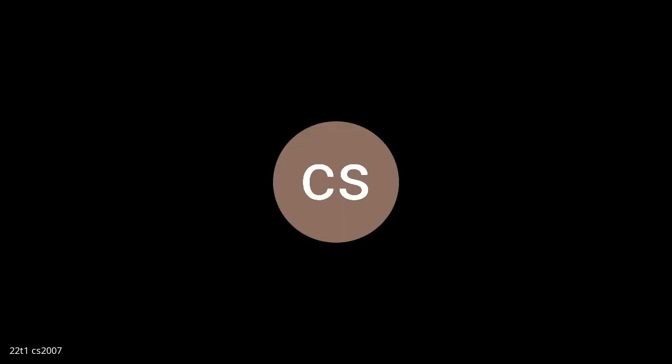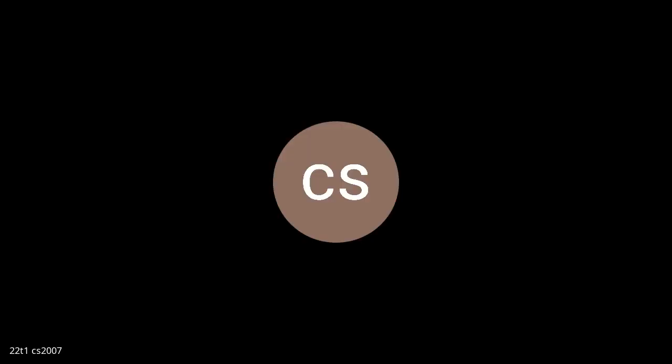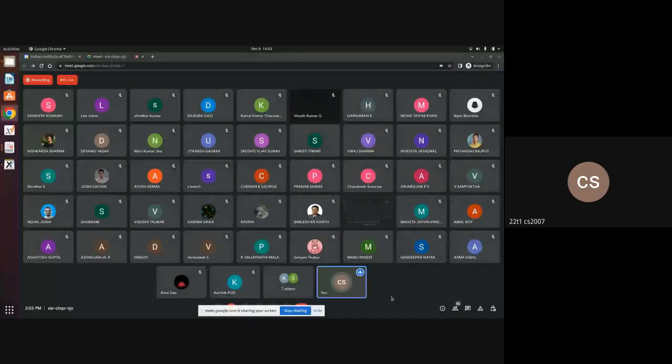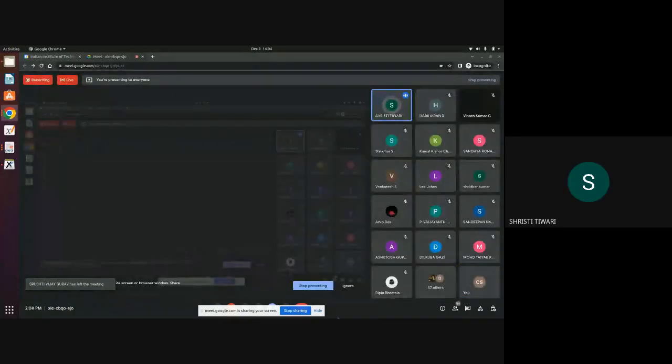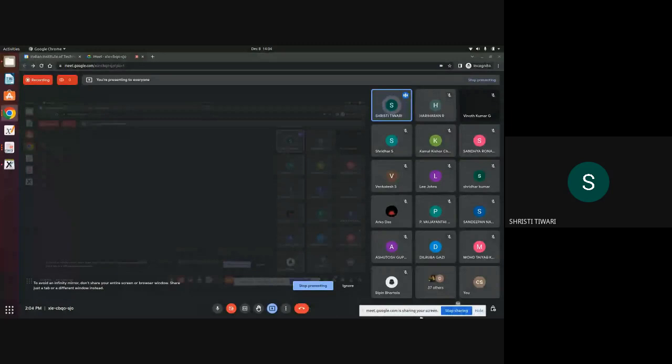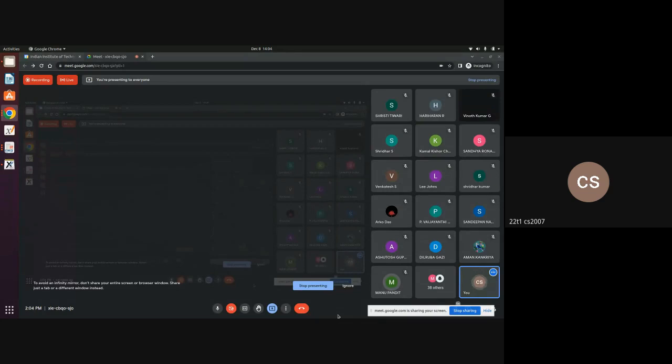Excuse me, ma'am. Yes, tell me. Ma'am, what will be the weightage week-wise? The weightage of the last 4 weeks will be 60%, and the first 8 weeks will be 40%, roughly. That applies both to marks as well as the number of questions.